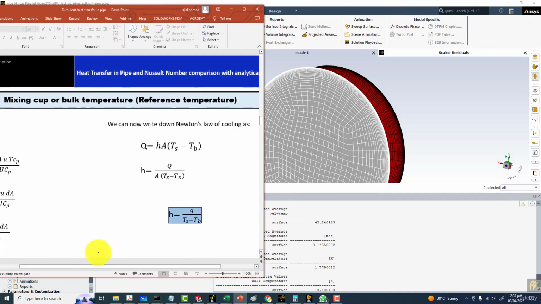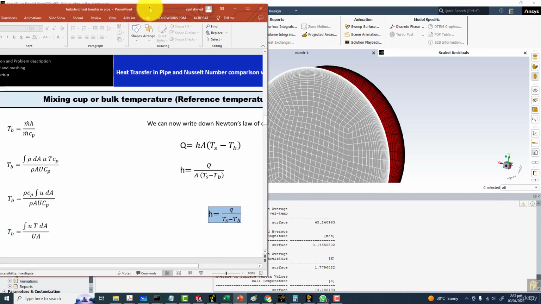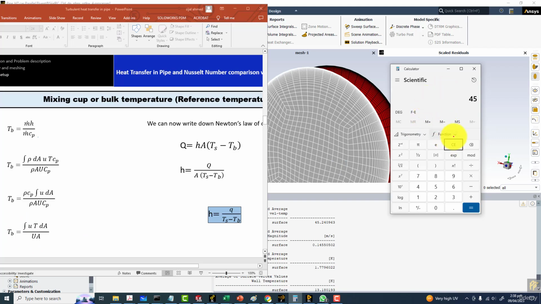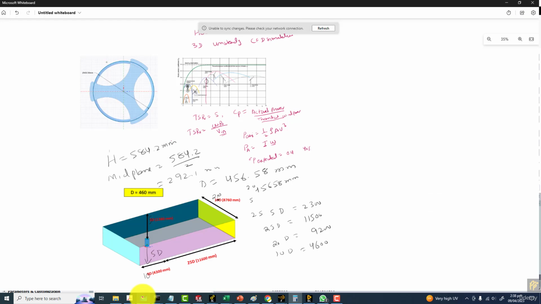Okay. So the TB is this value. From the calculator, we have to divide this integration, this whole divided by the area. So this value is 45.24240963, divided by the average velocity on the whole plane. This velocity is 0.14550502. So this becomes 310.923. Okay, let me open.